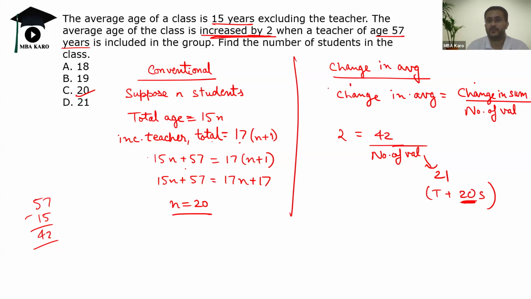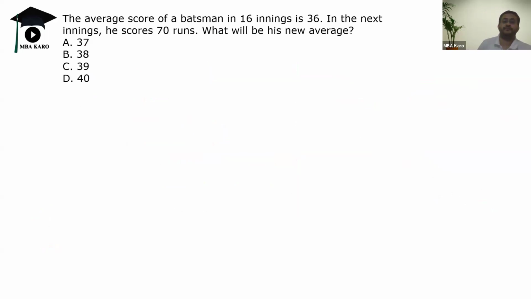So it is a super simple question. 42 divided by 2, that is 21, and subtract 1 from it because the number of values is after including the teacher. So this is how we solve it in a very fast way. Okay, so the change in average method is quite fast in executing these questions. Well, let's see the next question.